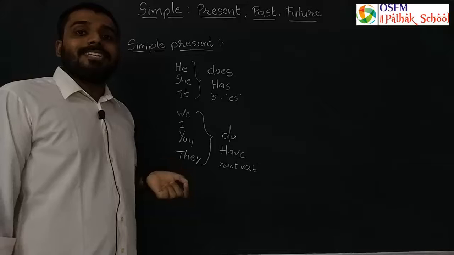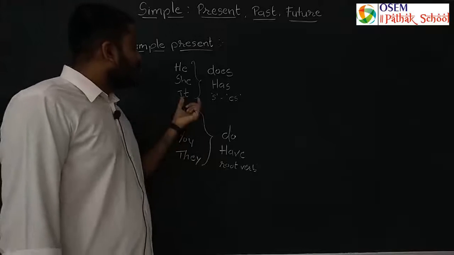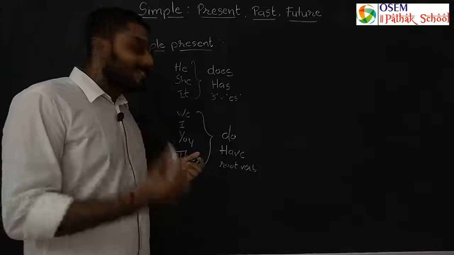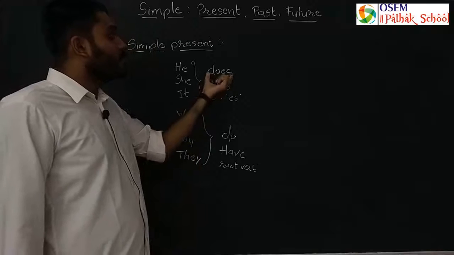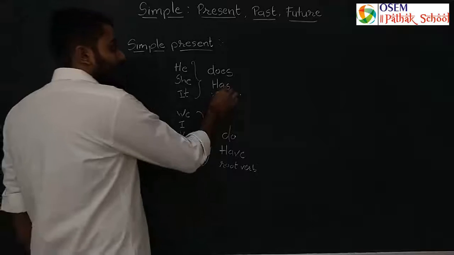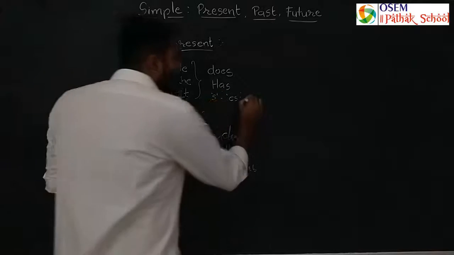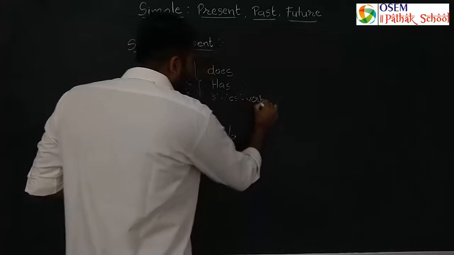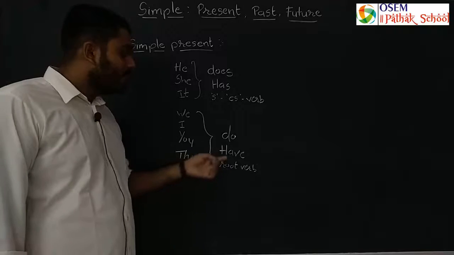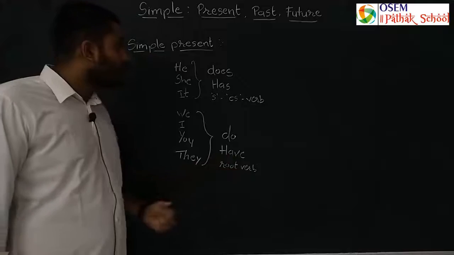First of all, it is mandatory to understand the structure. With he, she, it in simple present tense, we will have to use the form of do as does. Then we will use has, and we will use s or es with the verb. But with I, we, you and they, we will use do, then have, and then the root verb.